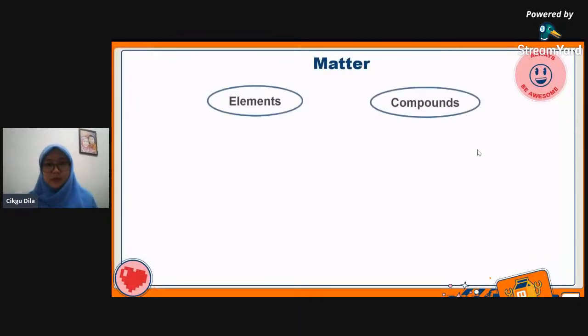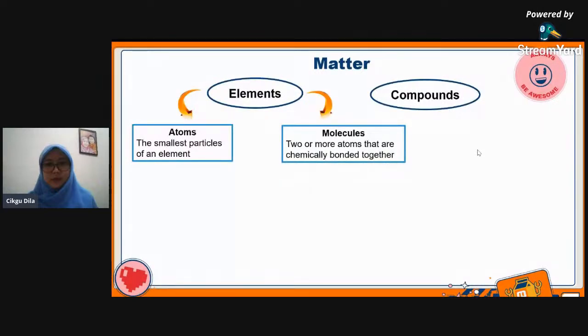So matter can be divided into two things, which are elements and compounds. Elements can be atoms or molecules. An atom is the smallest particle of an element, whereas a molecule is two or more atoms that are chemically bonded together. For example, an atom is only one concrete, discrete atom. But a molecule can be the combination of two same atoms.